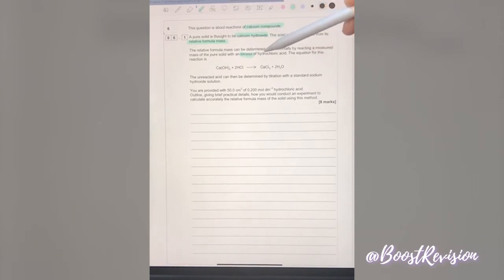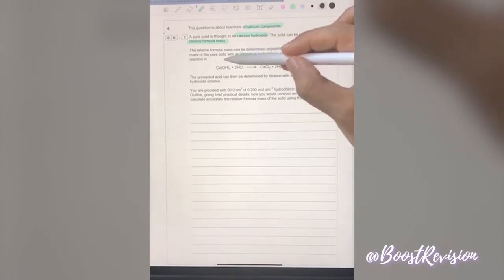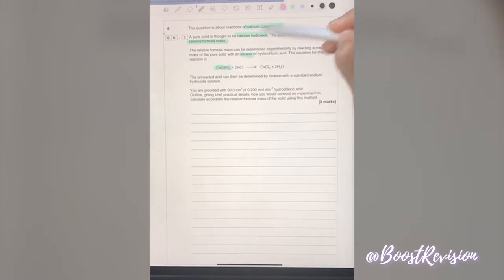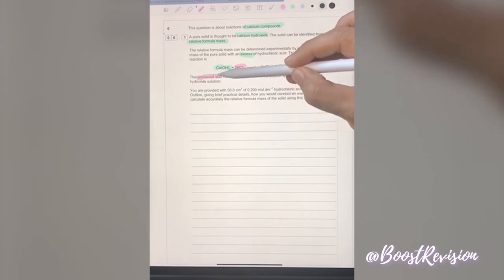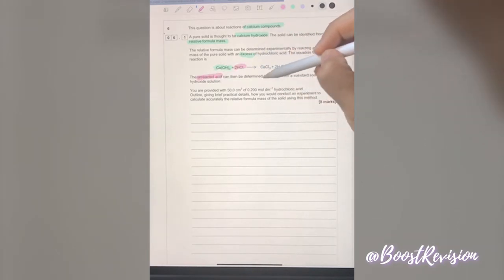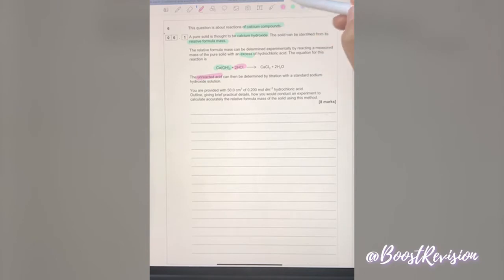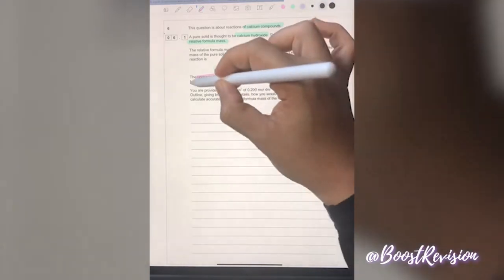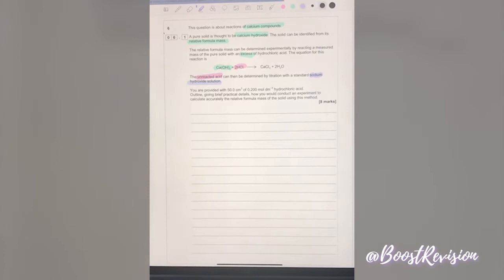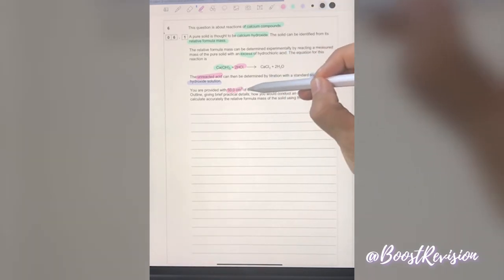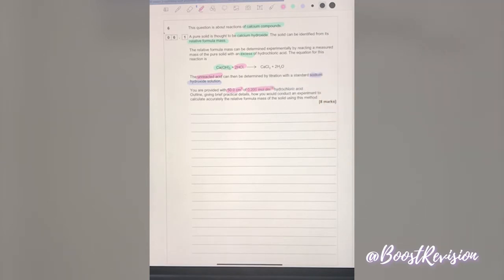We have an excess of hydrochloric acid reacting with the solid. And this is the equation for that reaction. So we have, this is what we're trying to find out, and we know that we have an excess of this acid. So the unreacted acid, what was left over, is then determined by titration with standard sodium hydroxide solution. So I'm going to just do that in a different colour. I like using different colours just to help identify what information we have about what different reagents are in this. So we're provided with 50 cm³ of 0.2 mol/dm³ hydrochloric acid.